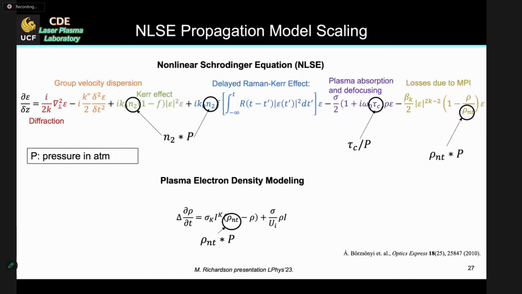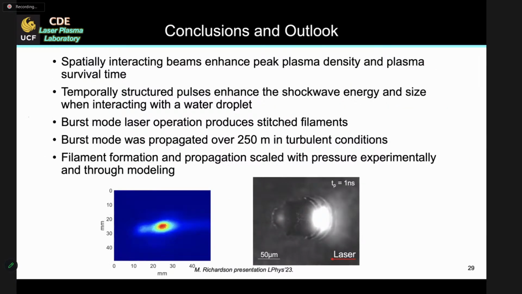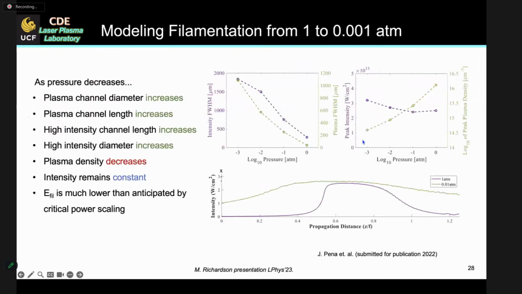In summary, yes. Yes, as I was mentioning, yes. Here are the primary contents of our NLSE code. You'll see where we inserted the variation of the parameters with pressure, both the Kerr lens effect and also the plasma generation. And as I mentioned earlier, here are the changes in the model.